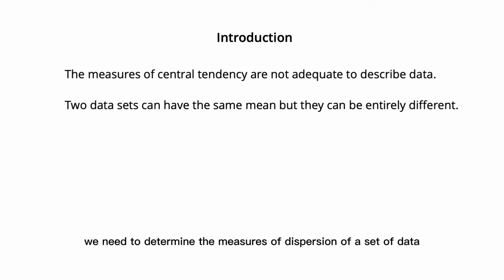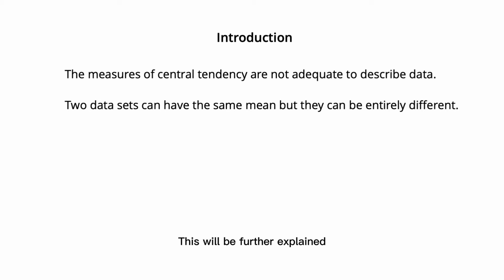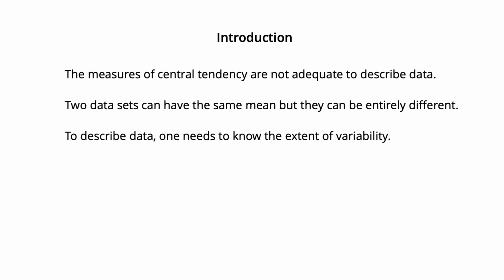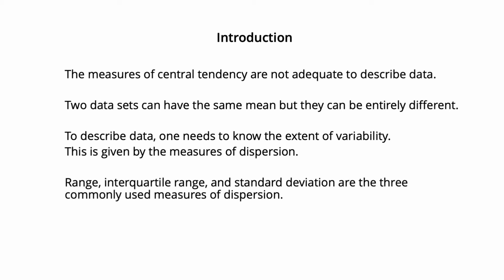We need to determine the measure of dispersion of a set of data that can give an impression about the features of the data. This will be further explained. Thus, to describe data, we need to know the extent of variability, so the conclusion makes it valid and acceptable. This is given by the measure of dispersion. Range, interquartile range, and standard deviation are the three commonly used measures of dispersion.